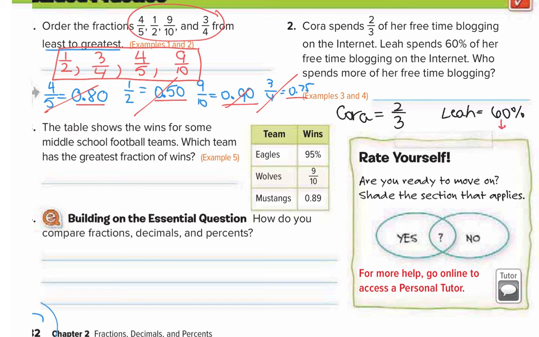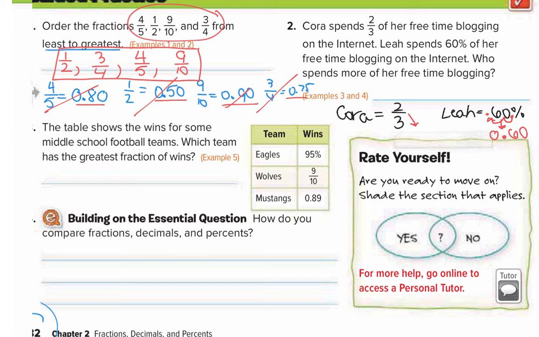So 60%, a percent to a decimal, you just move the decimal place 2 to the left. So this would be 0.60. 2/3, you would do 2 divided by 3. 2 divided by 3 is 0.66666, and it goes on forever.